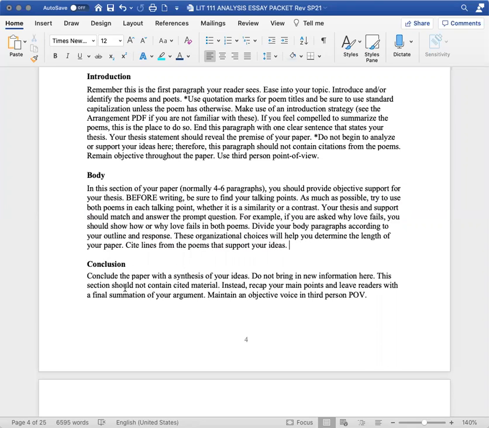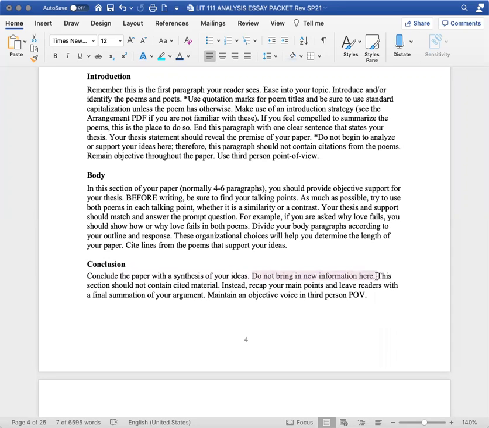The conclusion, this is always the hardest paragraph for people to write, I think. Usually you're just so over it all that it winds up being very brief, but it shouldn't be brief. It should be well developed. It should conclude, give the final thoughts on this topic. And you're not bringing in any new information here.